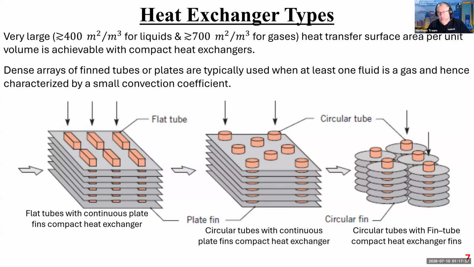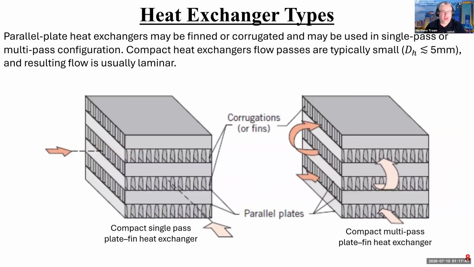So just different configurations for you to be familiar with. There is yet another type, which is, I say here, parallel plate heat exchangers may be finned or corrugated and may be used in a single pass or multi-pass configuration. So these are compact single pass plate fin heat exchangers where you can actually see the corrugated fins, right? So corrugated fins here, corrugated fins here.